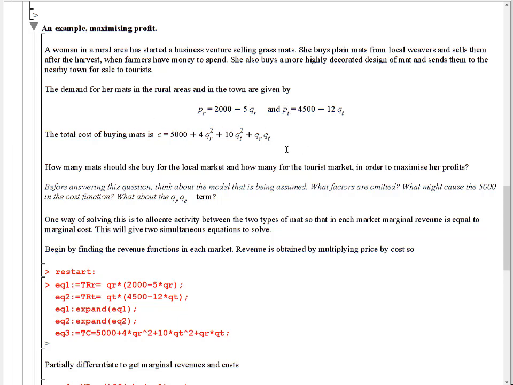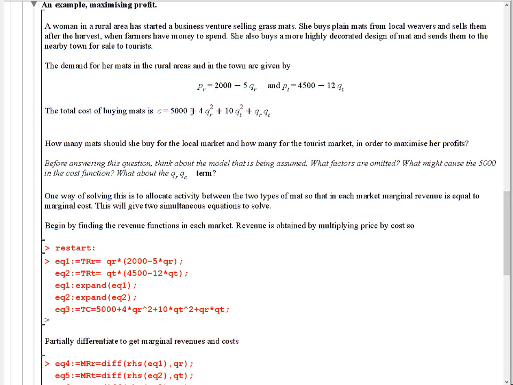And here we've got the total cost. So cost is 5,000 plus 4QR squared plus 10QT squared plus QR times QT. And the obvious question is, how many should she buy to sell in the local market and how many in the tourist market if she wants to maximise profits?